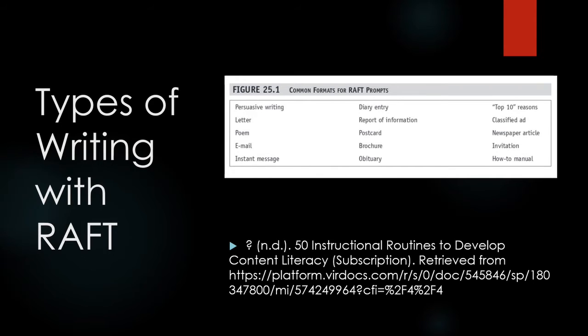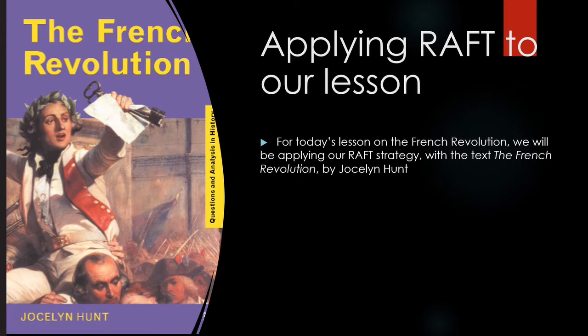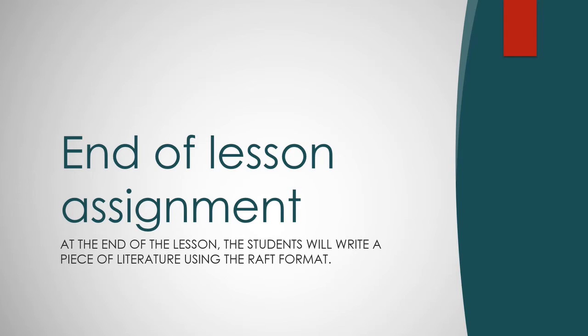Types of writing with RAFT include persuasive writings, diary entries, poems, letters, even brochures and obituaries. We're going to have the students create this type of writing after reading the chapters on the French Revolution. The book we're going to be using is The French Revolution by Jocelyn Hunt. The students will be reading chapter 1 and will take on a role from a citizen of Paris or France. They will use the RAFT format, which they will select the role, the audience, the format, and the topic.